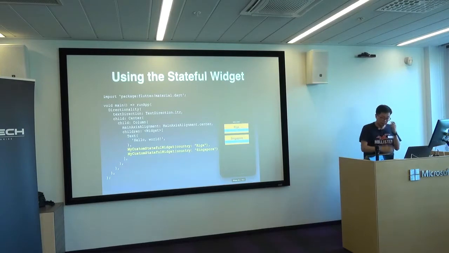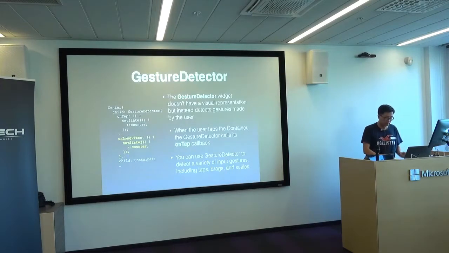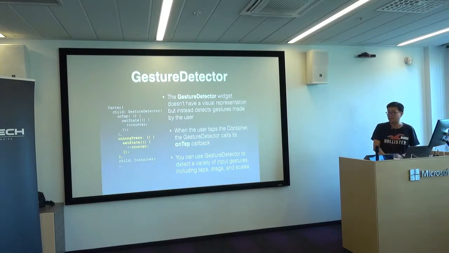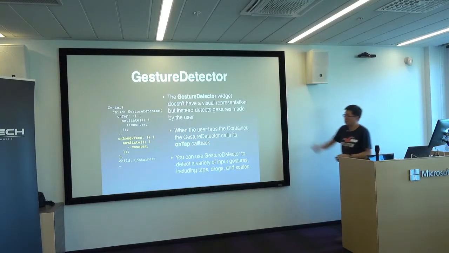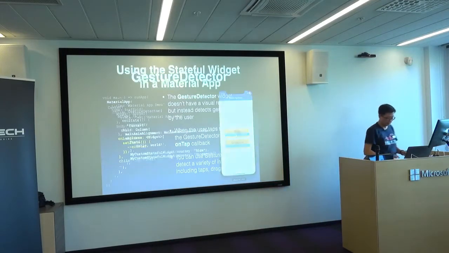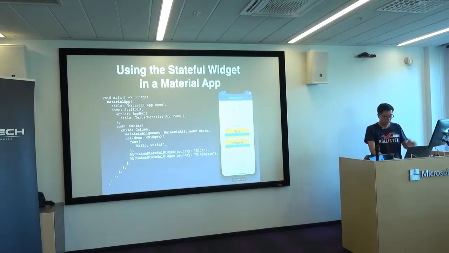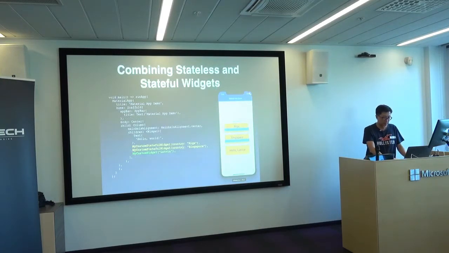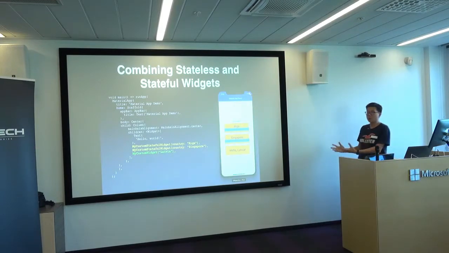So I can use the stateful widget this way. And using the gesture detector, I can detect different types of gestures, on tap or on long press and so forth. So this is how you can use a stateful widget in a Material app. And you can combine stateful and stateless widgets in a UI.